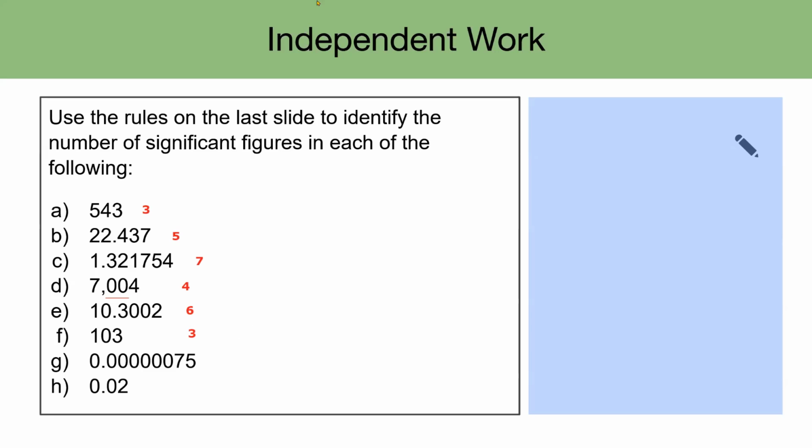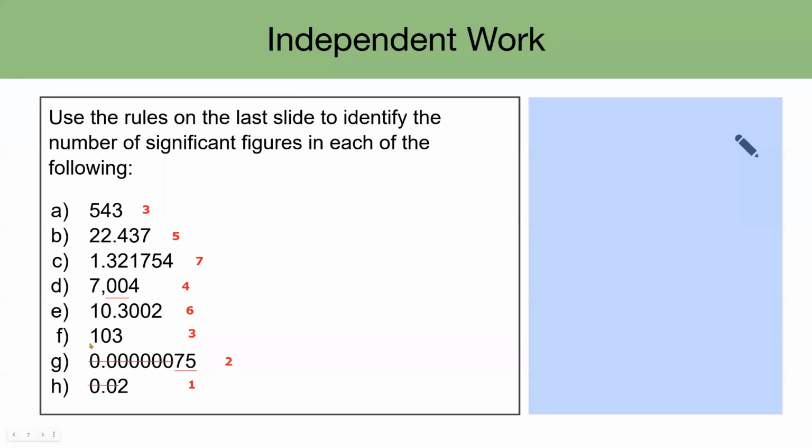Here's where we start to get a little bit more complex. When we have a decimal place, we only start counting after we hit the first significant number. So all these zeros before we hit the 7, they don't count. This number, 0.00000075, only has 2 significant figures, which would be the 7 and the 5. And we reach this same conclusion with the next letter, H. This only has 1 significant figure. The reason for this is because these 2 leading zeros do not count towards significant figures.